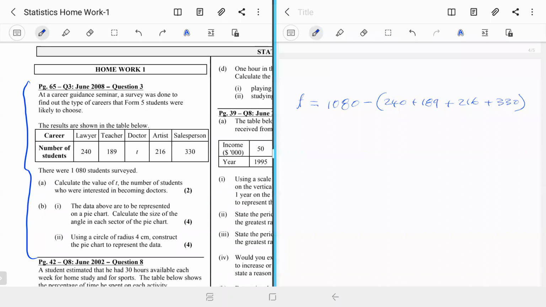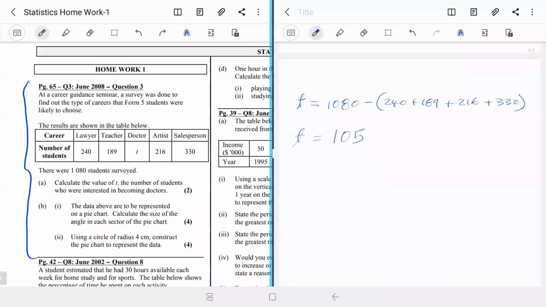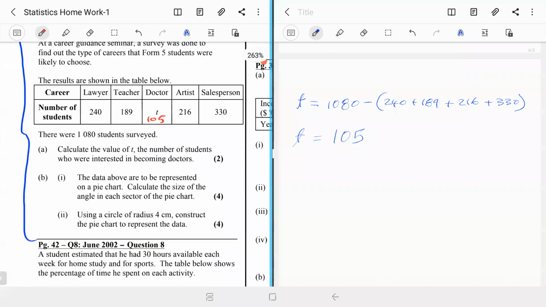All right, so this is what we're going to calculate, the value of T. Tell me what the value of T is. What do we get for that? 150? No, sir, 105. Yes. Hope our students check it and get the same thing. So the T value here is 105. I'm going to put 105 in the table. So we finish that part.